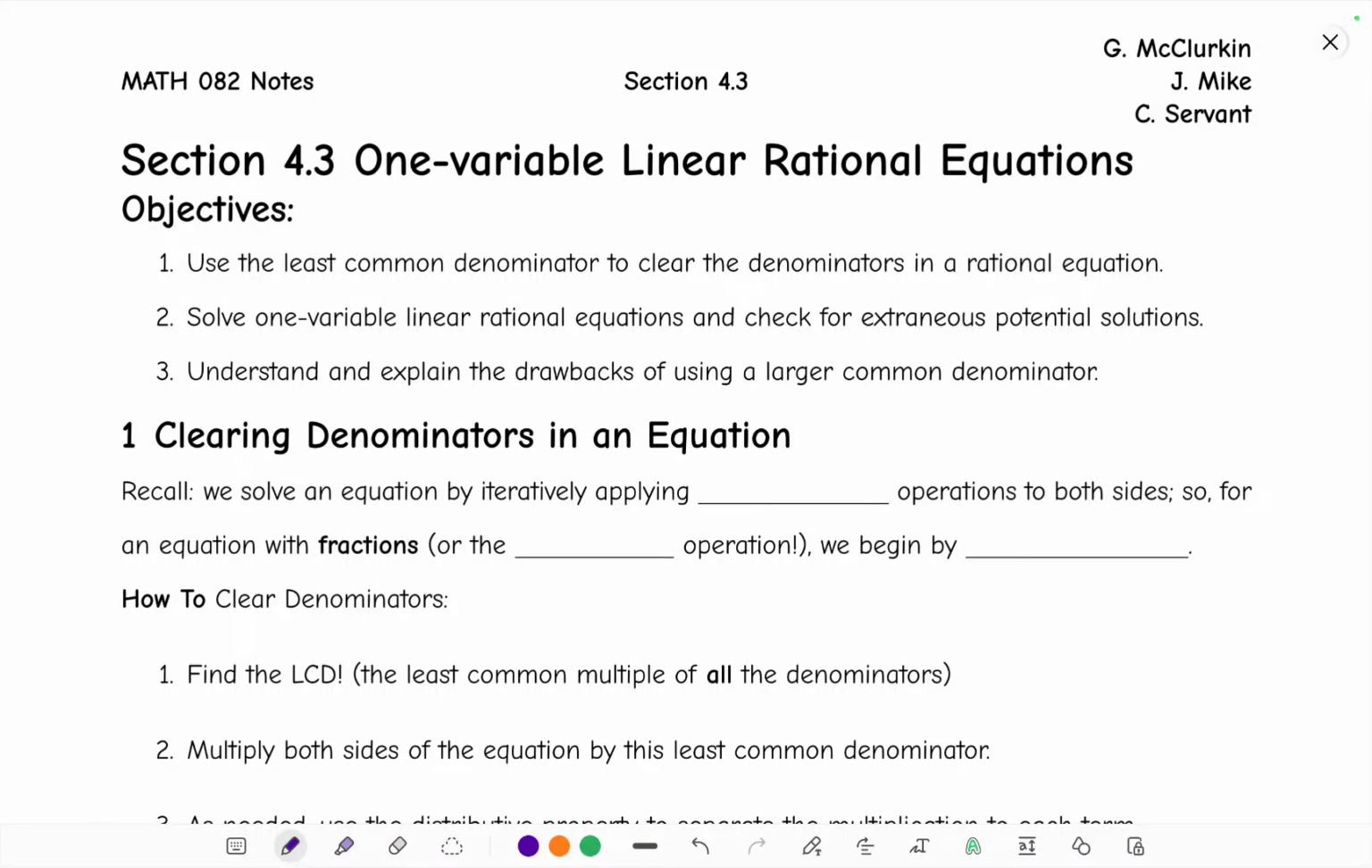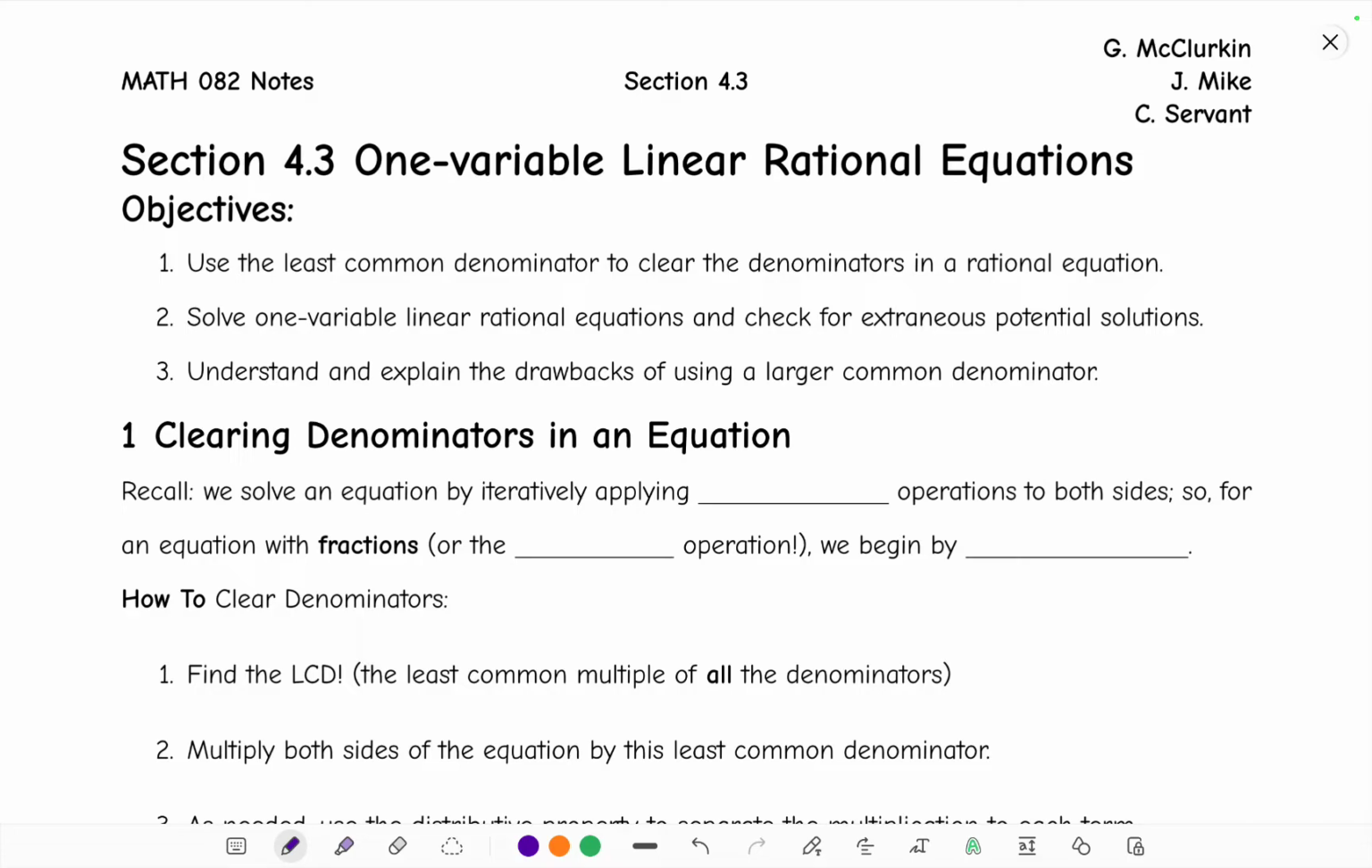Hello, today we're going to start section 4.3, one variable linear rational equations. Objectives. Use the least common denominator to clear the denominators in a rational equation. Solve one variable linear rational equations and check for extraneous potential solutions. Understand and explain the drawbacks of using a larger common denominator.